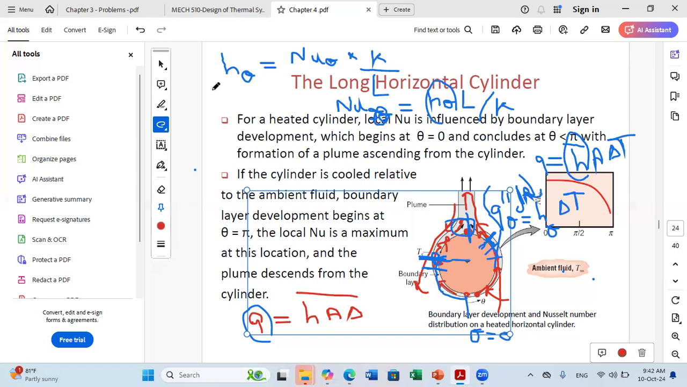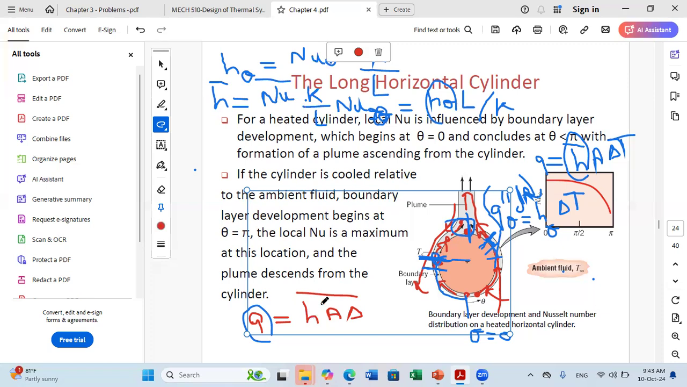And then you can say that h average is equal to Nusselt average times k over L. This is why we'll see in coming slides that when they give formulas, they give formulas for local Nusselt. So if you are interested in the flux at a certain location, you use the local value. If you are interested in the total heat rate loss, you use the average value of h.